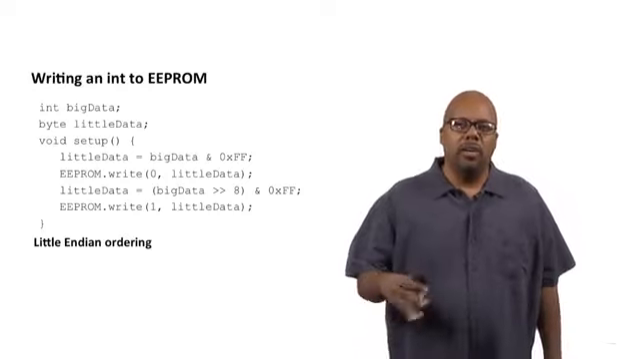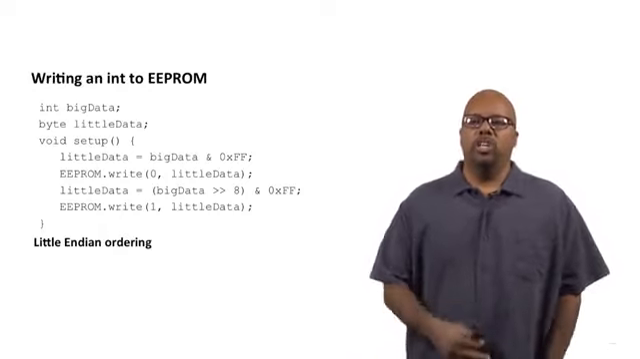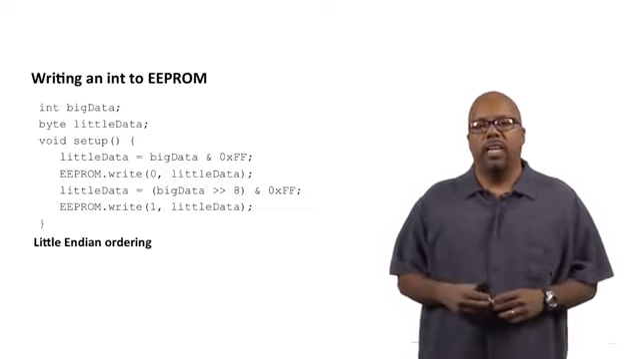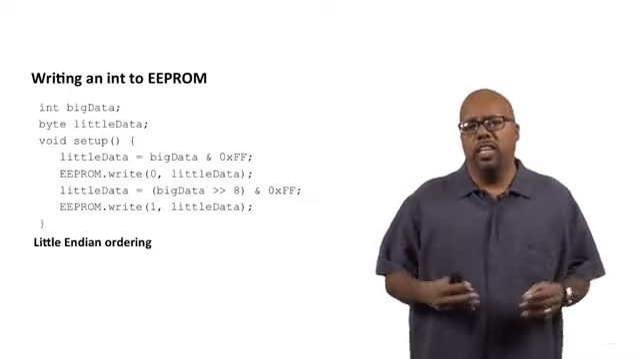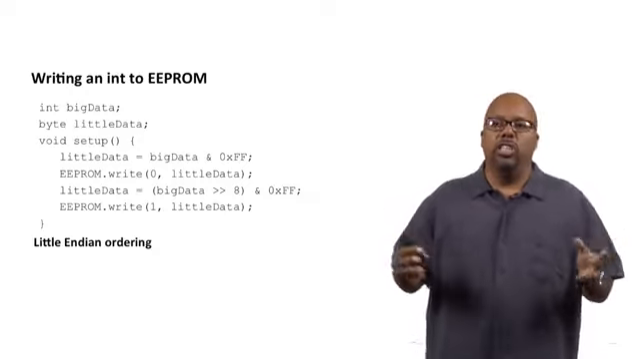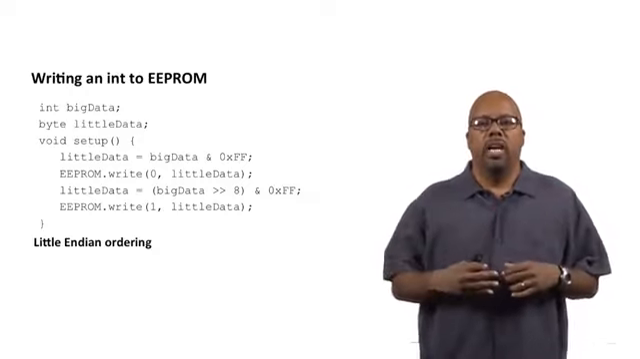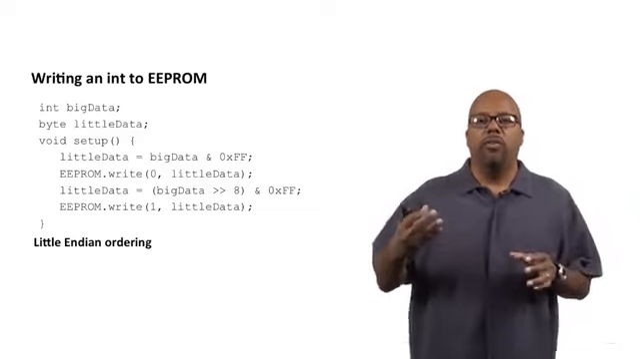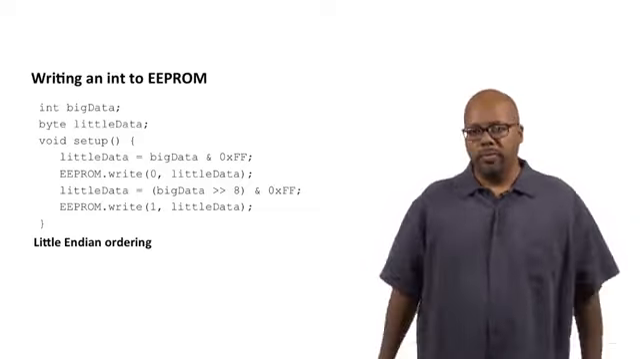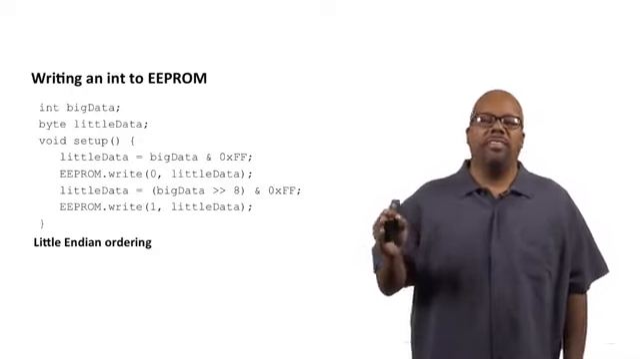So here's a little program that shows that going on. We start off with an integer. We'll call this big data, some integer, 16 bits, that we're interested in. We want to write this into the EEPROM into an address. Then we have a byte we'll call little data, and we're going to make little data 1 byte of big data. So we're going to take big data and first write 1 byte of it as little data and then another byte. So in the setup, we say little data equals big data & 0xFF.